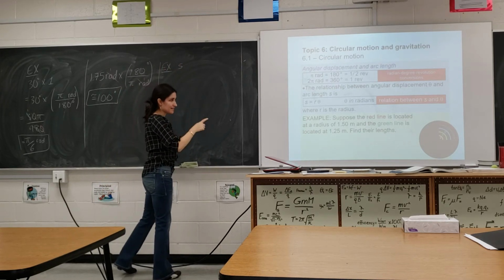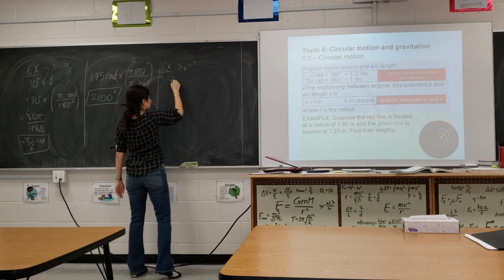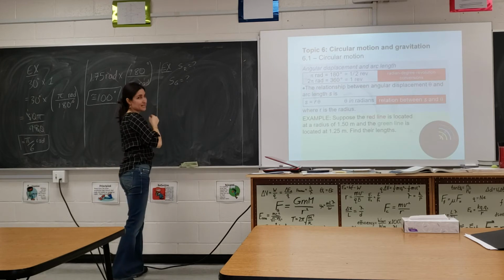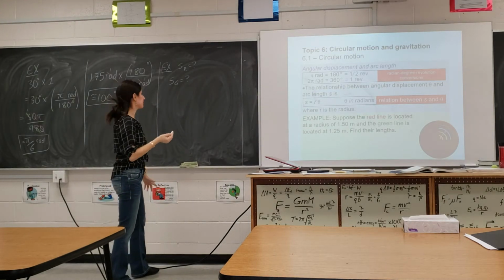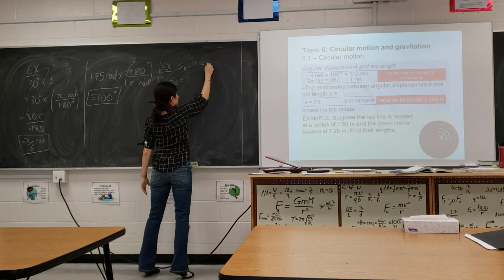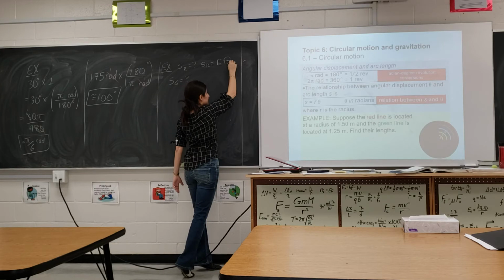So I'm looking for S for red and S for green. Formula's right there. S is equal to r theta. So S_R is equal to the radius for the red times theta for the red.